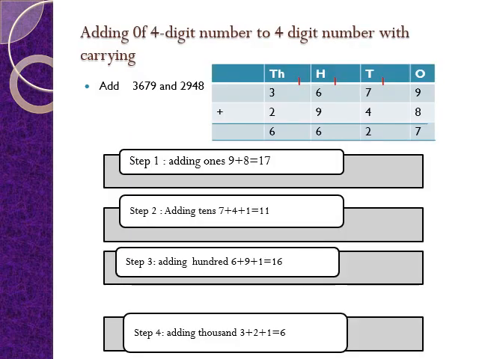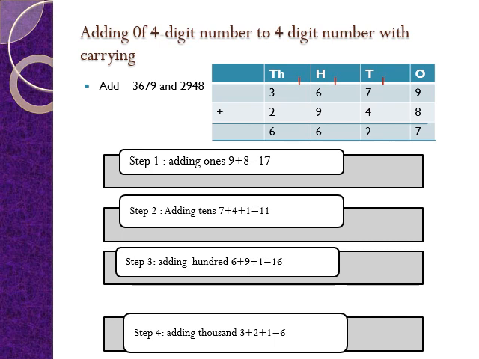Next one, adding a 4-digit number to a 4-digit number with carrying. Same way we have to add 3679 and 2948. So first we will put it in the place value chart. Then we will go to the ones place. In the ones place there is 9 and 8. So 9 plus 8 is 17. 7 carried 1. The 1 in red ink shows it is carried over to tens.